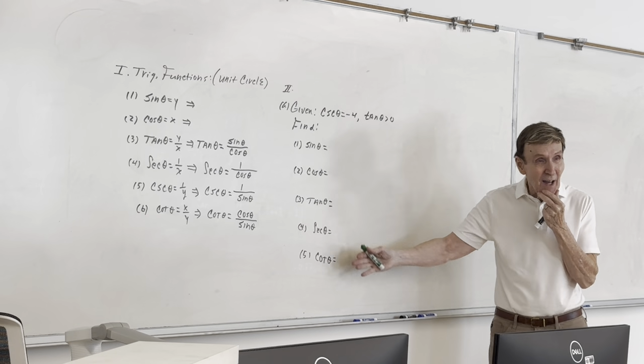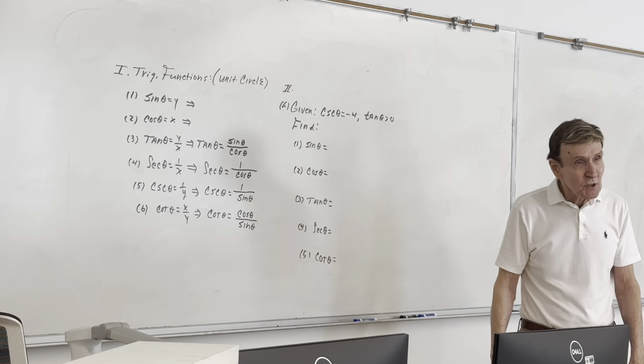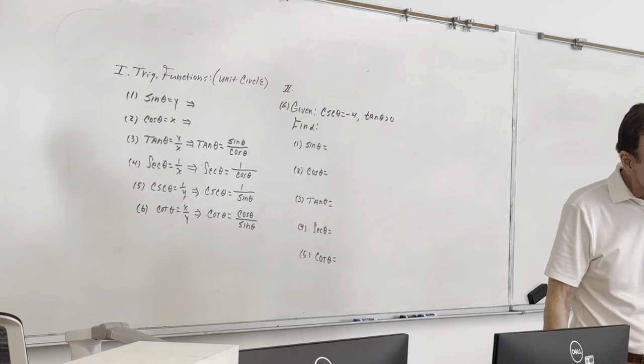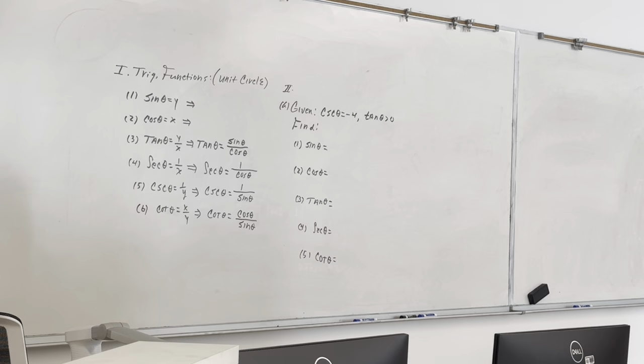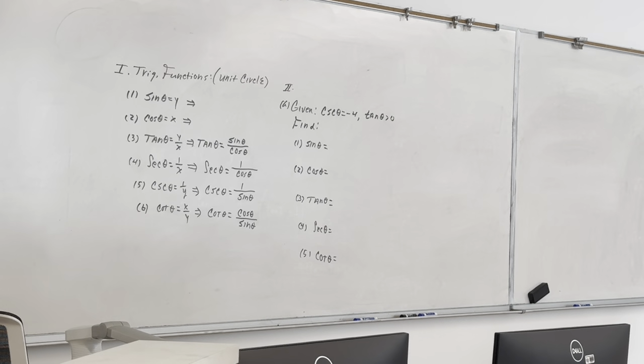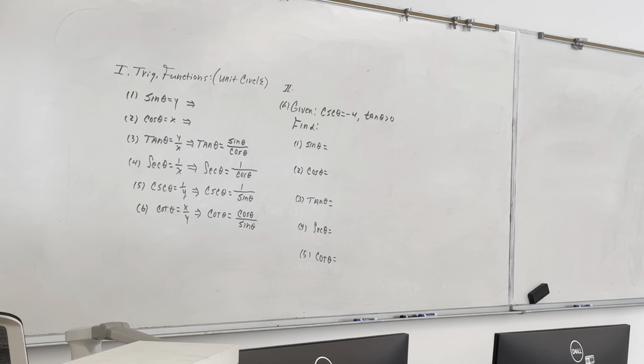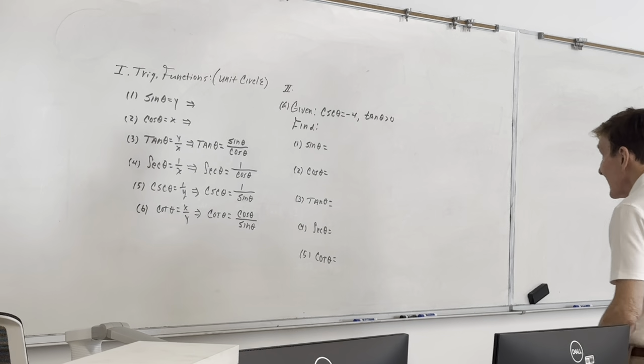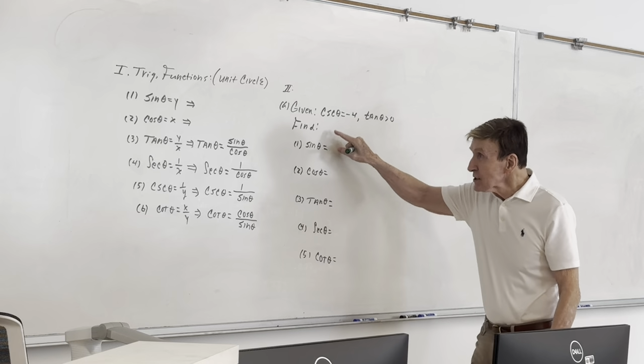Which of these 5 remaining ones would you like to find first? Tell me the rationale, tell me why, and we'll do it. Cotangent. I see one that's easy to find based on the given. Sine. Okay, here we go. I gave you cosecant. Students are saying sine. What's the relationship between these two?